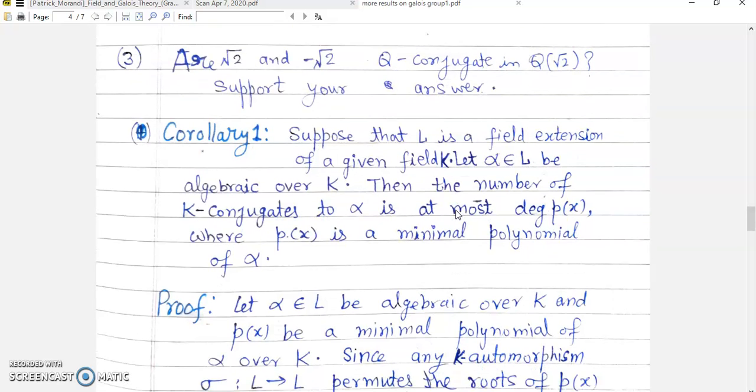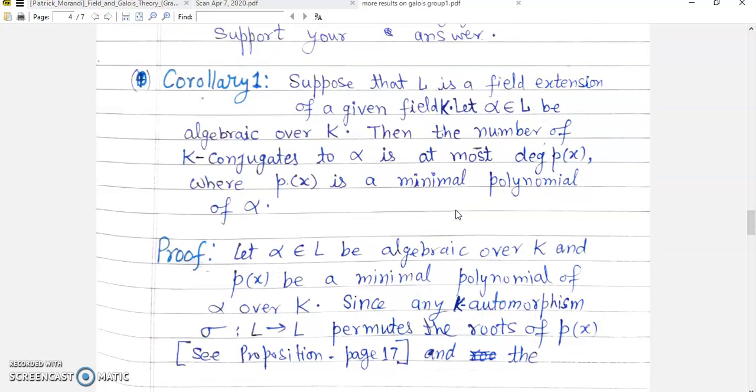Now, using the above result, we wish to prove the following corollary. It gives certain ideas which we will discuss in incoming video lectures. Suppose that L is a field extension of a given field K. Let alpha be algebraic over K. Then our aim is to prove that the number of K-conjugates to alpha is at most degree p(x), where p(x) is the minimal polynomial of alpha.